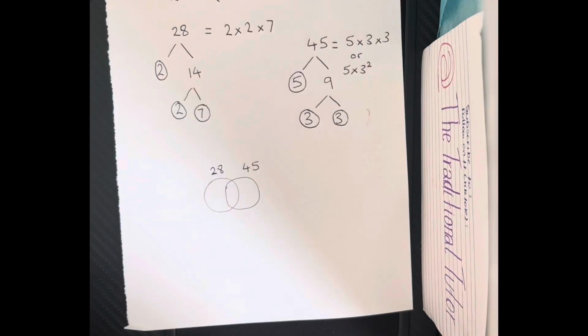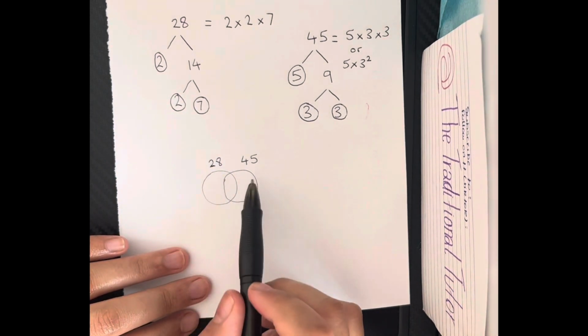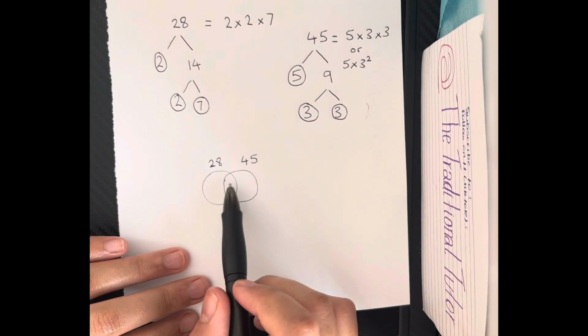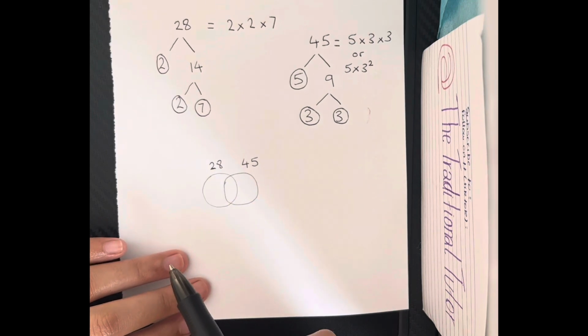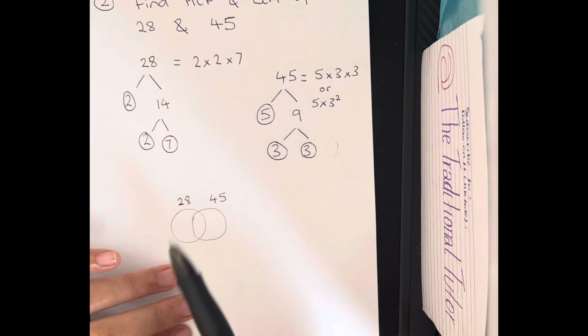Now, the next step is going to be doing my Venn diagrams, okay? So I've drawn a circle for 28 and a circle for 45, and a place where they overlap. Now, let's go ahead and look at what is actually common in both.